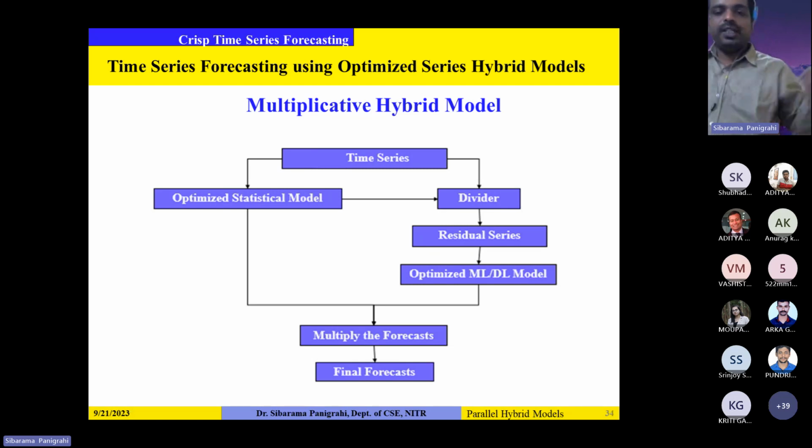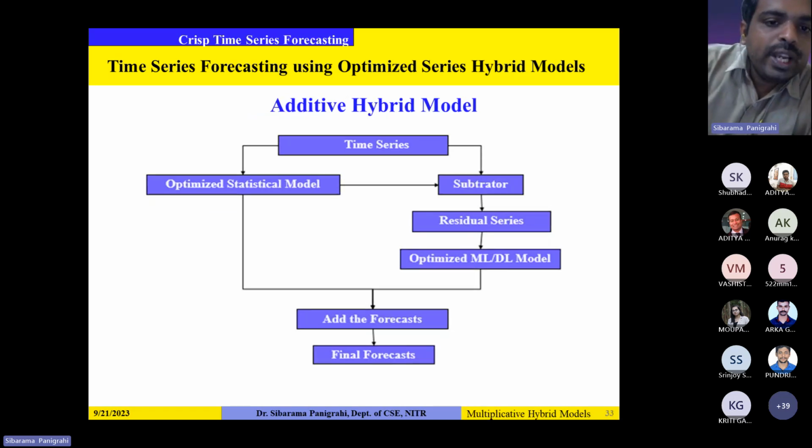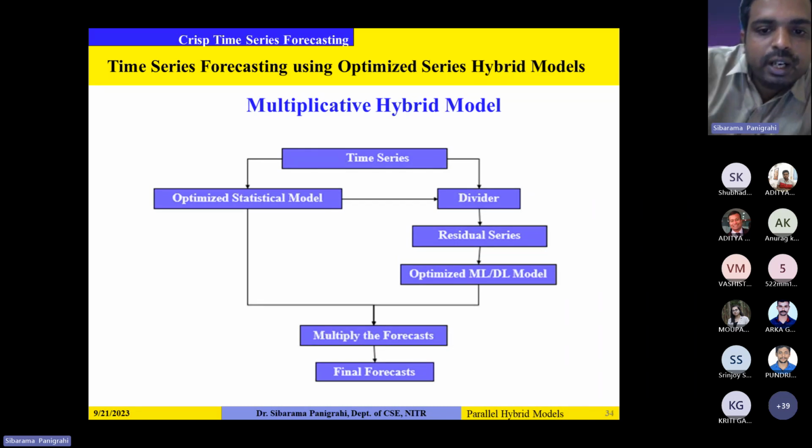Now, contrasting to this, series hybrid models may be additive or multiplicative. In series hybrid models, what have we done? We have directly applied a statistical model on the time series and obtained the linear forecasts. Then we subtracted the linear component forecasted values from the original time series to get the residual series. However, applying a statistical model which is linear to a time series which contains a combination of linear and non-linear patterns is not appropriate.